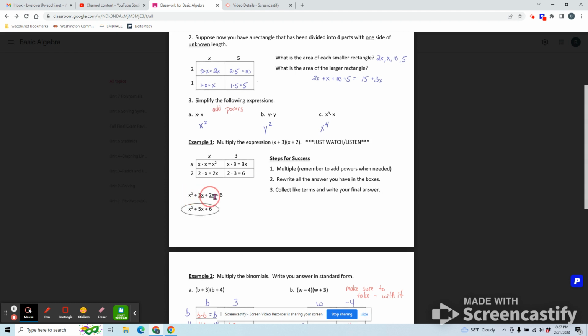And I write those areas out. x squared plus 3x plus 2x plus 6. Right, so that was Steps for Success number 2: rewrite all answers you have in the boxes.